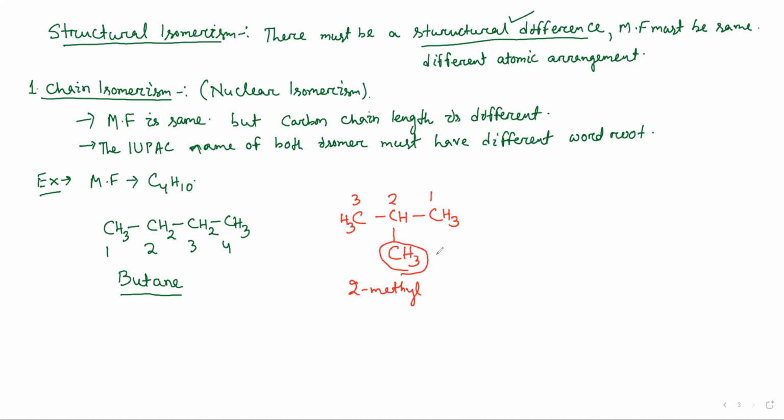For 3 carbons we are having the word root propane. So see, propane means 3 carbon chain, butane means 4 carbon chain. So carbon chains are different, so these two are chain isomers. Yes or no?